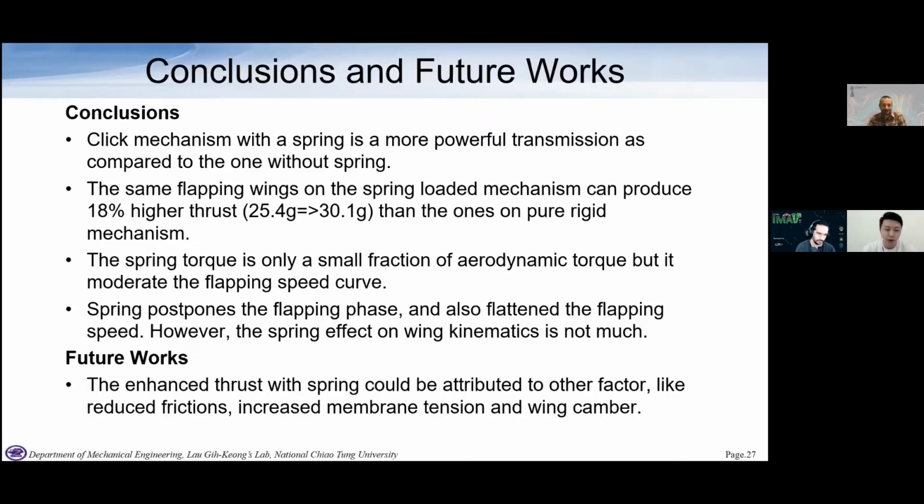However, the spring effect on wing kinematics is not so much. And for future work, we wonder whether the enhanced thrust with the spring could be attributed to other factors like reduced friction, increased membrane tension, or wing camber. And we want to find a relation about these factors. And that is my report. Thank you. Thank you, Shanling.